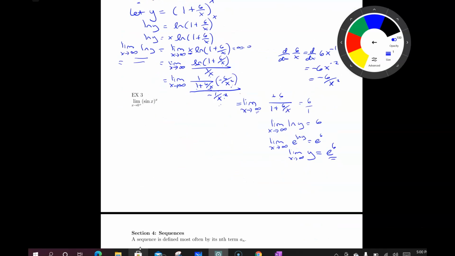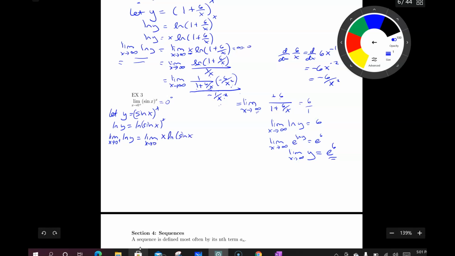Okay, one more here. If I plug in 0, I get 0 to the 0. So this is definitely one I'm going to have to do the ln on. So you're going to have to let y equal sine of x to the x power. Ln of y equals ln of sine of x to the x. Take the time to put the limit back in and pull the x down in the front. Okay, so now I'm going to pause on this side.